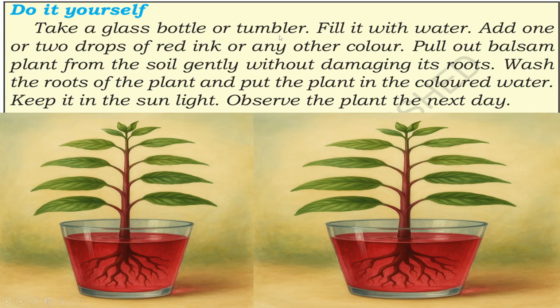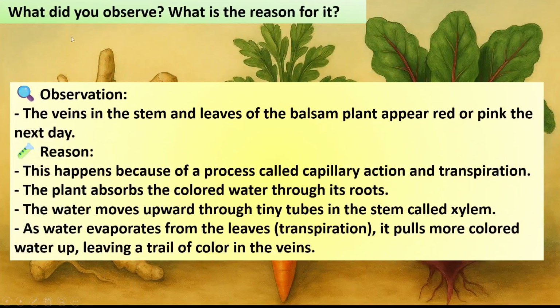Do it yourself. Take a glass bottle or tumbler, fill it with water, add 1 or 2 drops of red ink or any other color. Pull out a balsam plant from the soil gently without damaging its roots. Wash the roots of the plant and put the plant in colored water. Keep it in the sunlight. Observe the plant the next day. What did you observe? What is the reason for it?